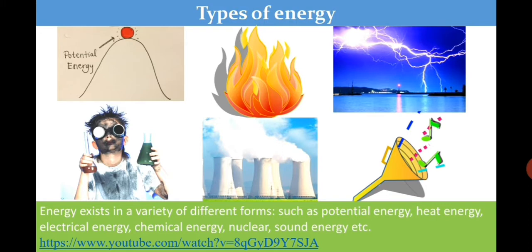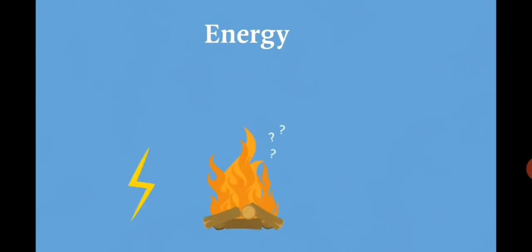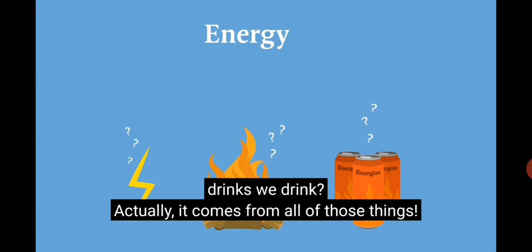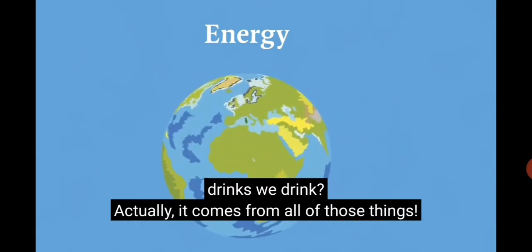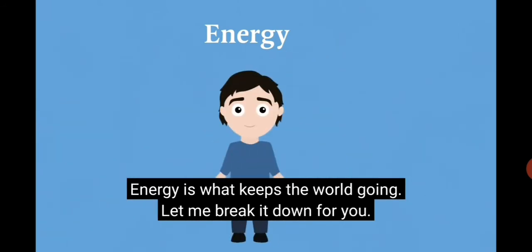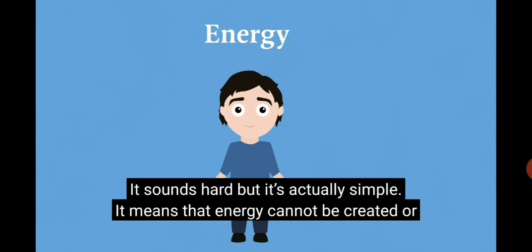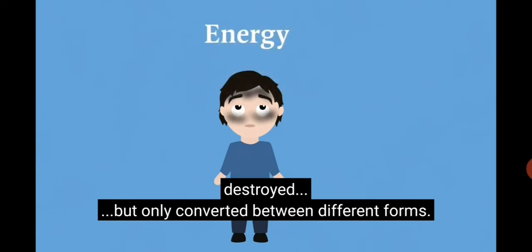Dear students, there are different types of energy. Let's watch the video. Exactly what energy is. Does it come from fire, electricity, the energy drinks we drink? Actually, it comes from all of those things. Energy is what keeps the world going. Let me break it down for you. The first thing you need to know is the law of conservation of energy. It sounds hard, but it's actually simple. It means that energy cannot be created or destroyed, but only converted between different forms.